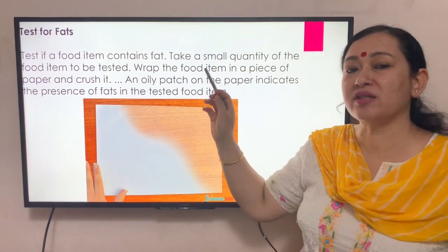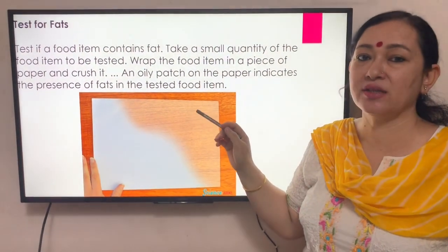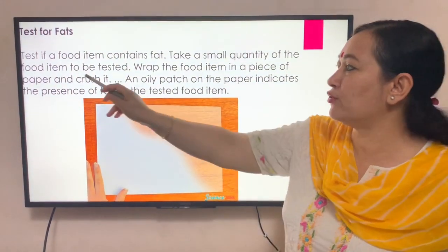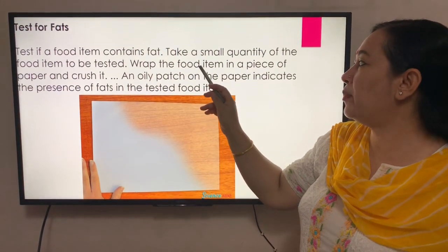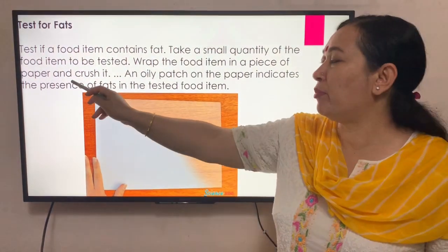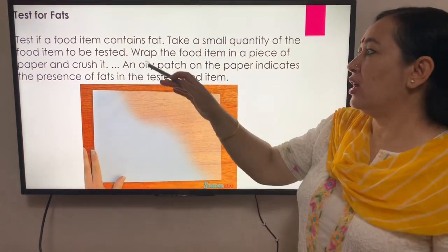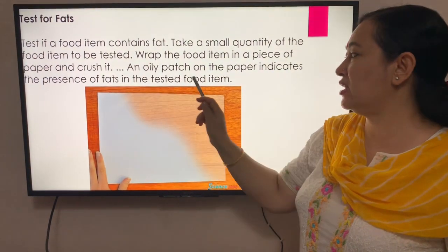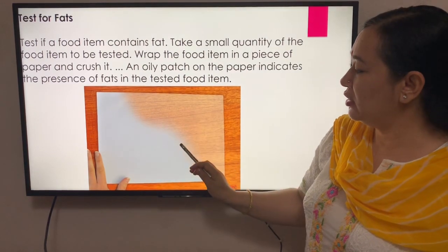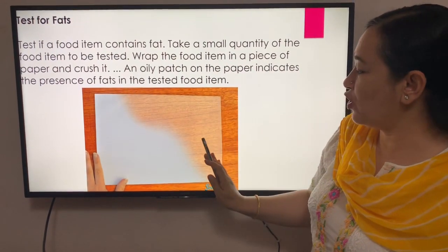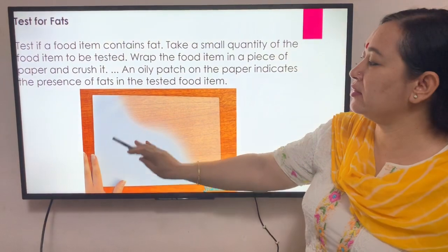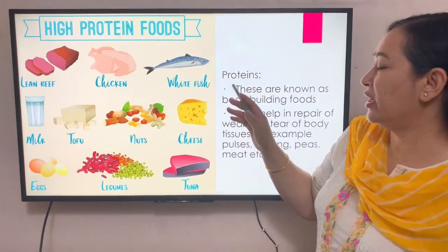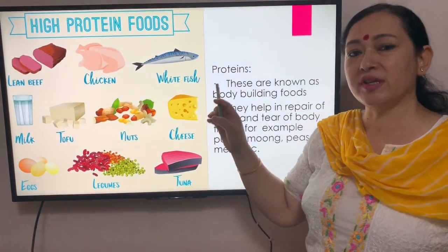Now, how do we test whether a sample of food contains fats or not? Test if the food item contains fat. Take a small quantity of the food item to be tested. Wrap the food item in a piece of paper and crush it. An oily patch on the paper indicates the presence of fats in the tested food item. You can see here, this kind of patch on the paper shows that the food item that was crushed inside contains fat.